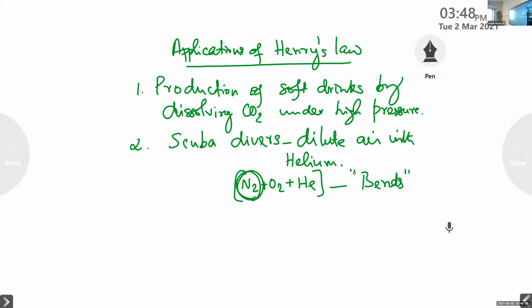And you compare the solubility of nitrogen and helium. If there is more helium, the solubility of helium being less than that of nitrogen, dissolved nitrogen in our blood will be less. So the problem of bends can be minimized or even prevented.